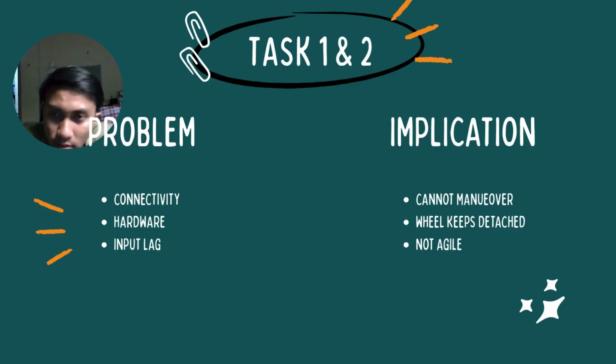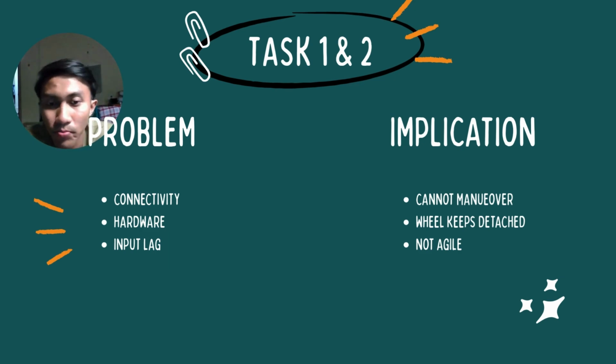Under task one and task two, the first problem I've seen is connectivity. Connecting with the bot is a hassle. We need to try very hard to find a connection. Also, the hotspot sometimes doesn't appear on our device. I don't know why, maybe something with the electronics.